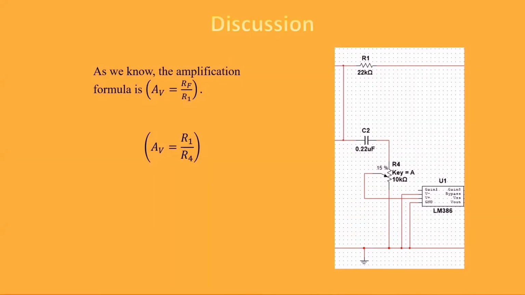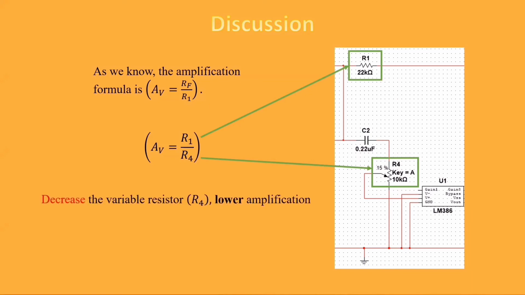The next part is the discussion. As we know, the amplification formula is AV equals RF over R1. In this case, R1 will be 22 kilo ohm and R4 will be 10 kilo ohm, which is a variable resistor. Therefore, the formula will become AV equals R1 over R4. By adjusting the resistance of R4, it will affect the loudness of the speaker. Therefore, when we decrease the variable resistor R4, we will get lower amplification. When we increase R4, we will get higher amplification.